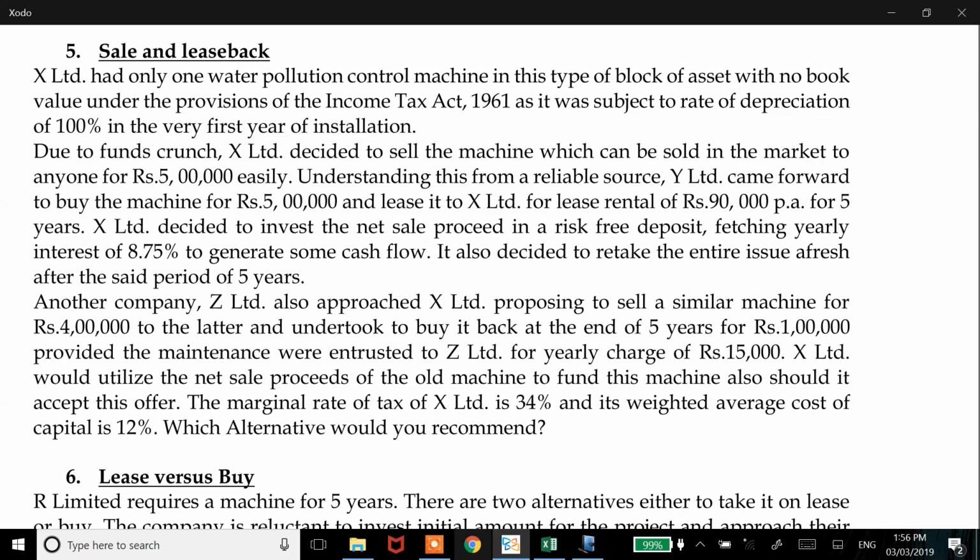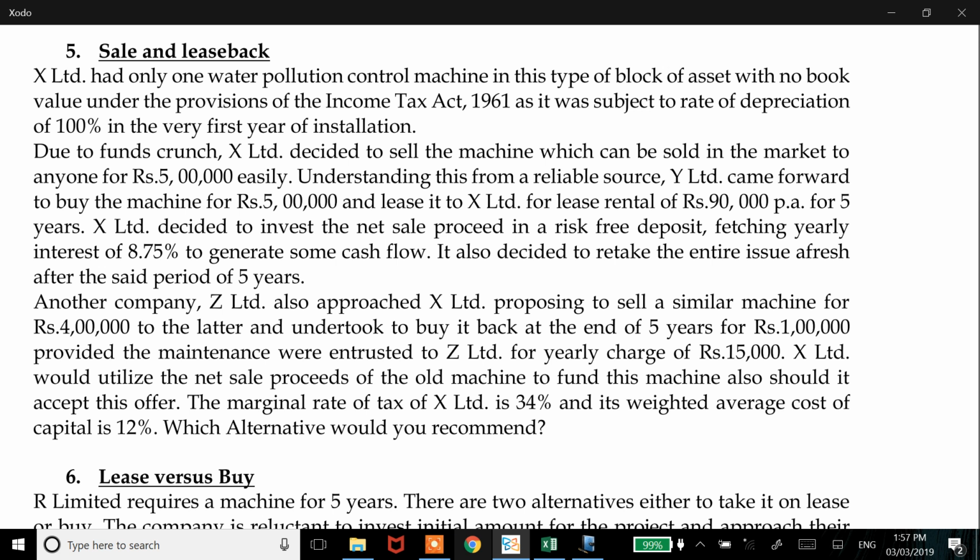So the first alternative is you sell the machine for 5 lakhs and take it back on lease. The second alternative is sell the machine for 5 lakhs and buy a new machine worth 4 lakhs. That's a different machine altogether. Due to funds crunch, X Limited decided to sell the machine and lease it back to X Limited.